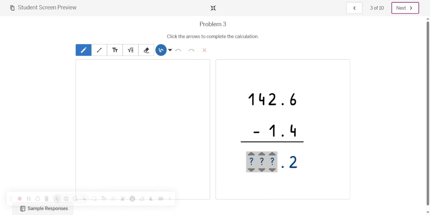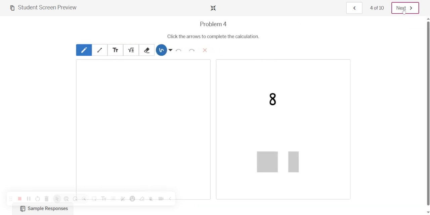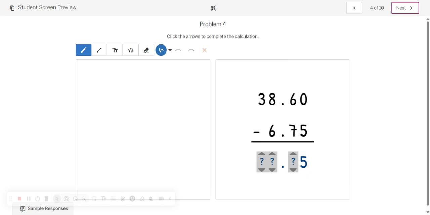Here, complete the calculation. Okay, I've got 6 tenths minus 4 tenths is 2 tenths. 2 hundredths, 2 minus 1 is 1. 1. And then this one would be a 4, and this would be a 1. So 141 and 2 tenths. Looks good. Next. Same thing here.